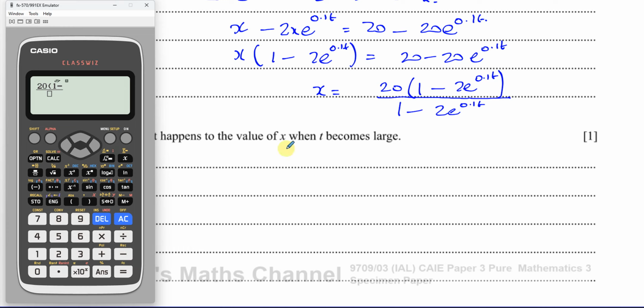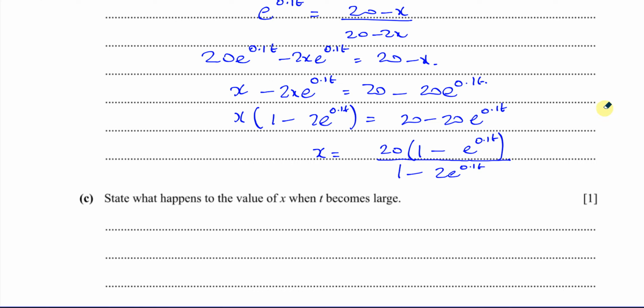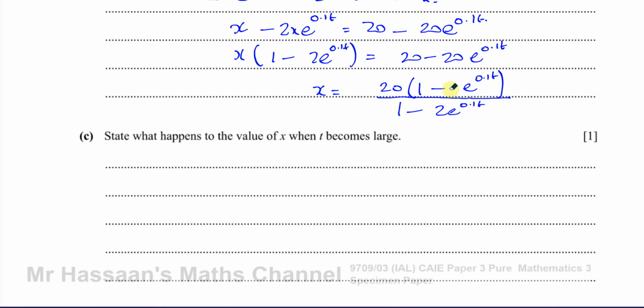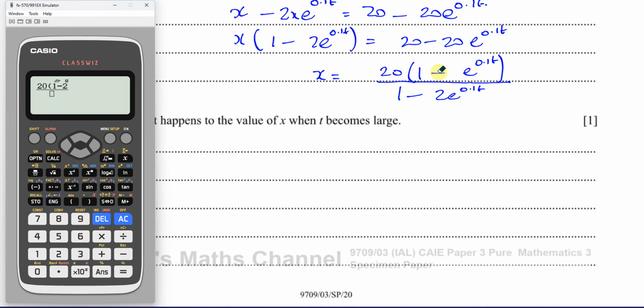If I put this in here, 20 times 1 minus, sorry, there's a mistake here. That's supposed to be a 1 there, sorry. I've just sorted that out just in time. I don't know why I put 2, because that's 20 minus 20. There's supposed to be a 1 each. Anyway, let me just get rid of that.